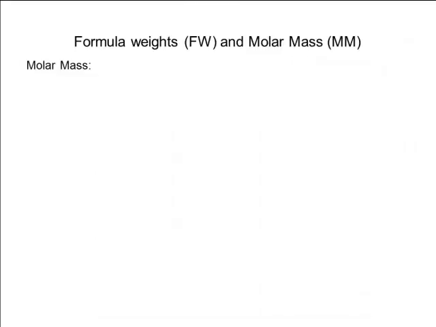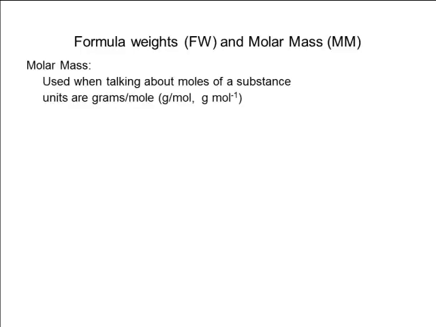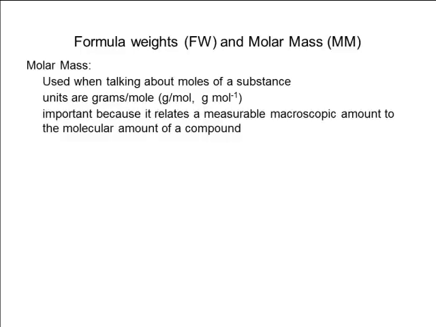So now let's look at calculating molar mass. We're going to use molar mass when we're talking about moles of a substance. This is going to be more common than the formula weight, because rarely do we consider just a single molecule. Usually we're talking about moles of something. The units of this are grams per mole, g divided by mol, or g mol to the minus 1. And this molar mass is going to be very, very important. We're going to use it a lot because it connects that measurable macroscopic amount to that molecular counting of the mole. Grams we can measure in the lab, while moles deal with the number of atoms and molecules being consumed in a chemical reaction.